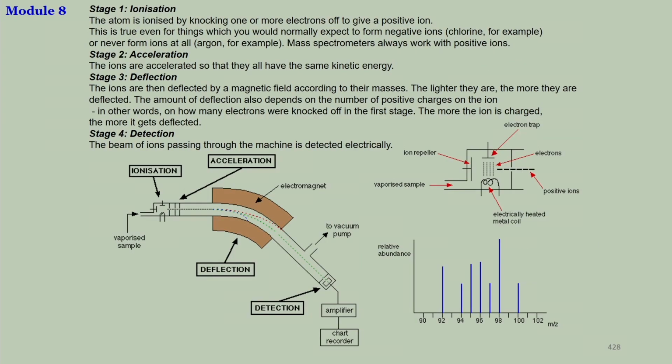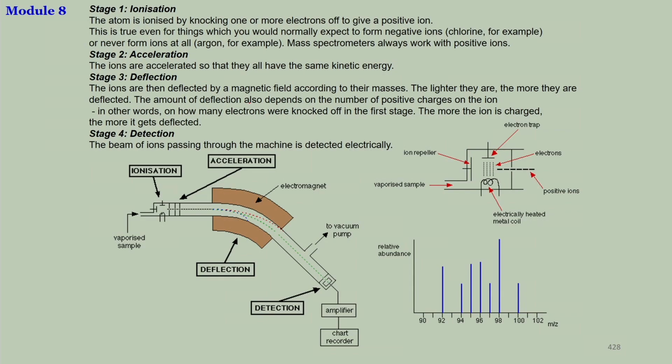So, stage 1 is the ionization. The atom is ionized by knocking one or more electrons off to give a positive ion. This is true even for things which you would normally expect to form negative ions, or never form ions at all. Mass spectrometers always work with positive ions. Stage 2, acceleration. The ions are accelerated so that they all have the same kinetic energy. And then comes the deflection. The ions are then deflected by a magnetic field.